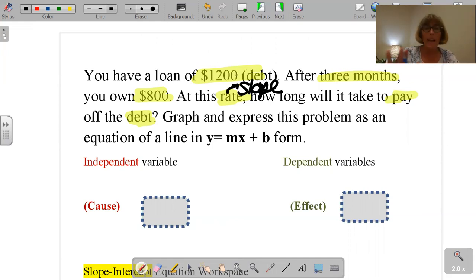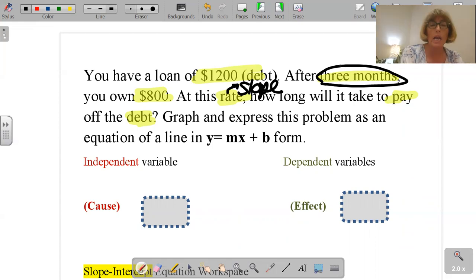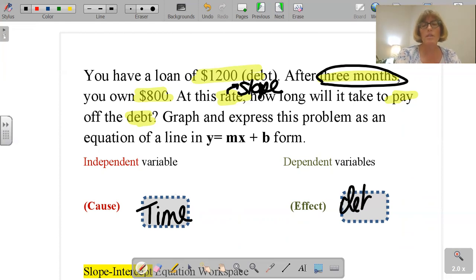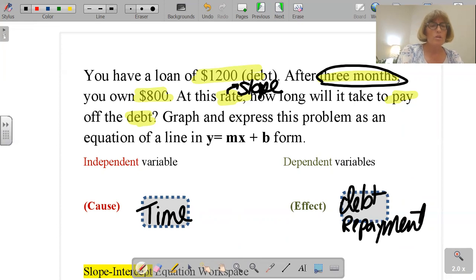So in this case, the cause, what does not change, the cause is going to be time. And the effect of the time is debt repayment. So time is our x coordinate and effect is our y coordinate.